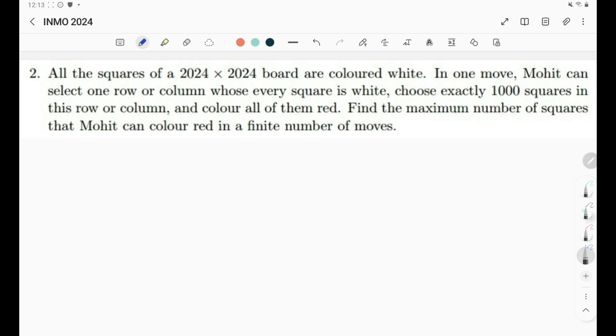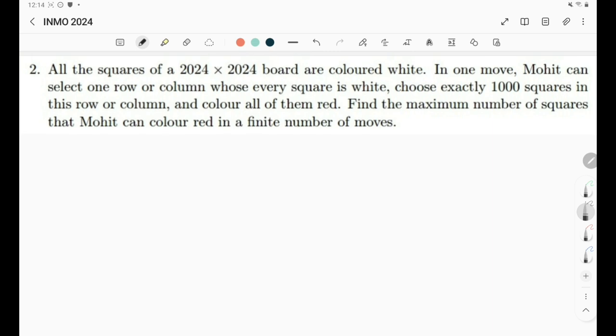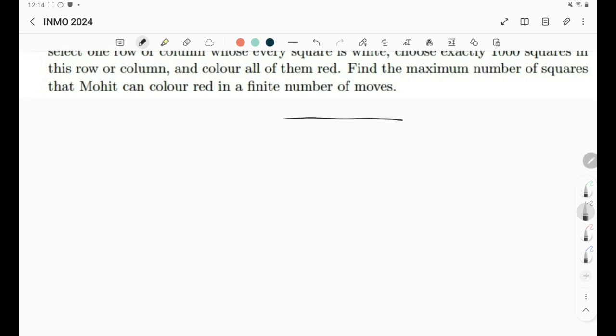Okay, so let's try simply to find some example. Let's try to find the maximum number. Okay, so here I'm going to assume we have 20 times 24.